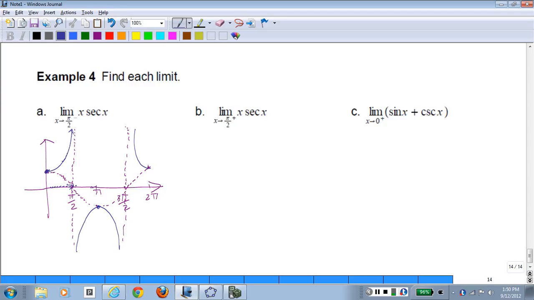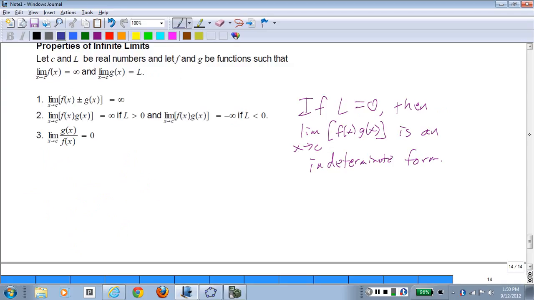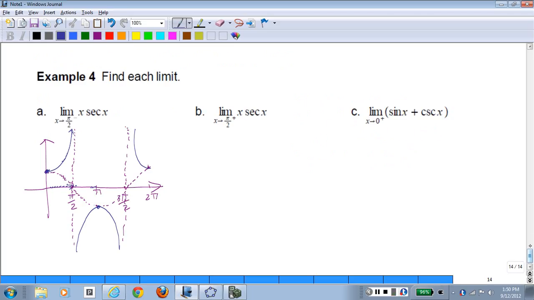x is going where? Well, as x goes to pi over 2, where does x go? Pi over 2, yeah. So x is going to pi over 2. Secant's going to positive infinity. So we can apply this one right here with L positive, and the other one going to positive infinity. So the product is going to be positive infinity. There we go.